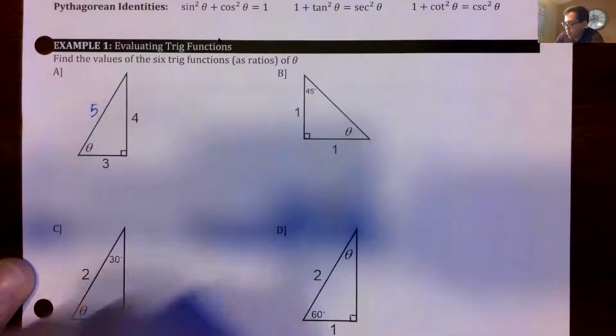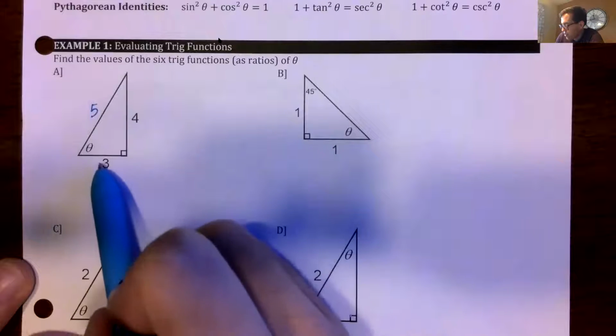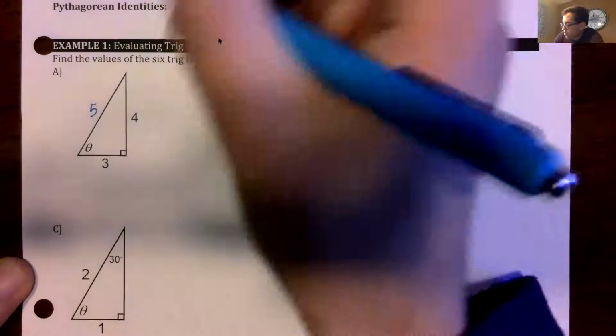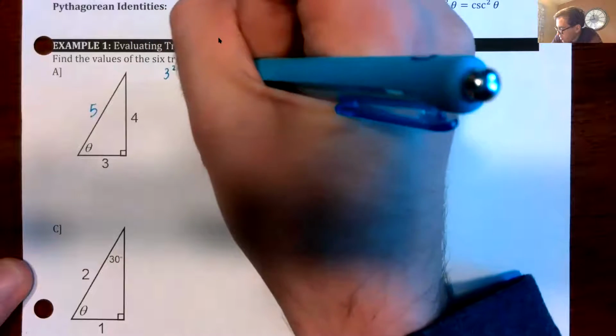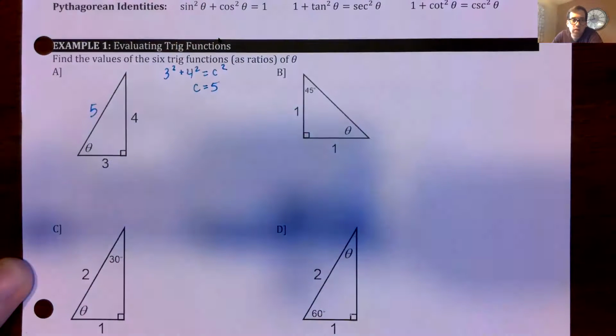That's a Pythagorean triple, right? When you have 3 side lengths that are all whole numbers. So this is a 3, 4, 5 right triangle. That's called a Pythagorean triple. If you wanted to write that out, we could write that is the formula that makes c equal 5. So that's what that goes right there. But to answer this question, we're going to have to find all 6 trig functions.